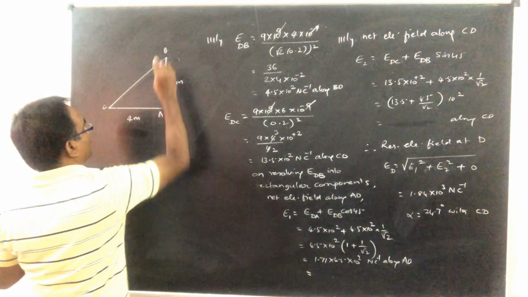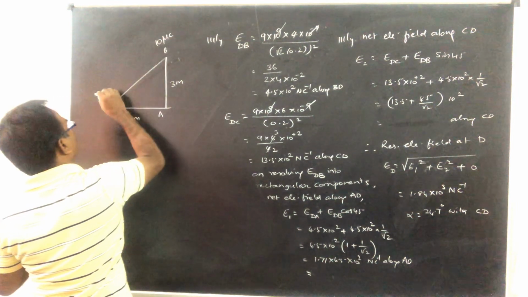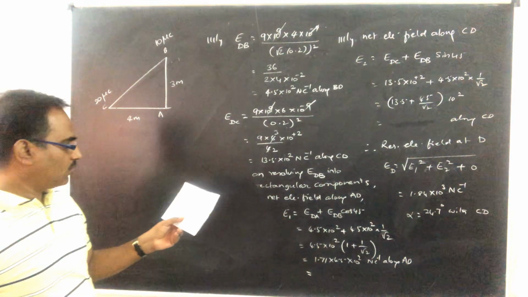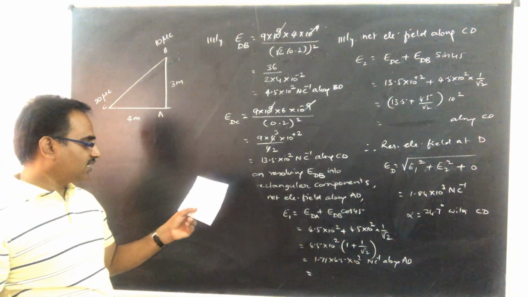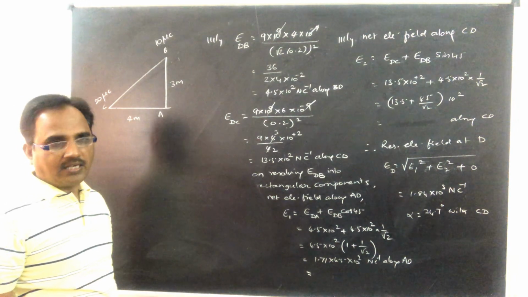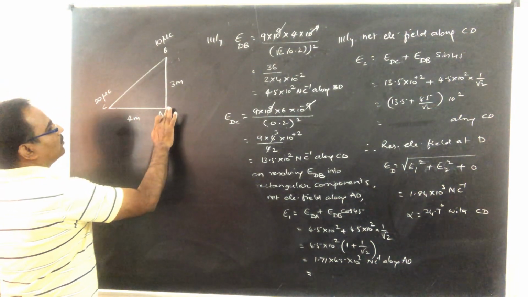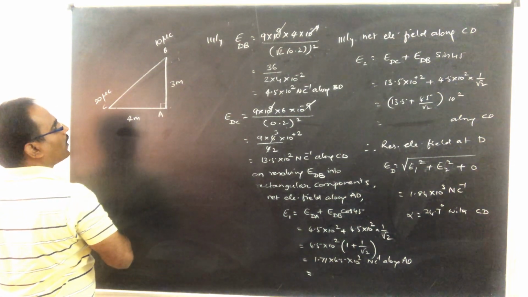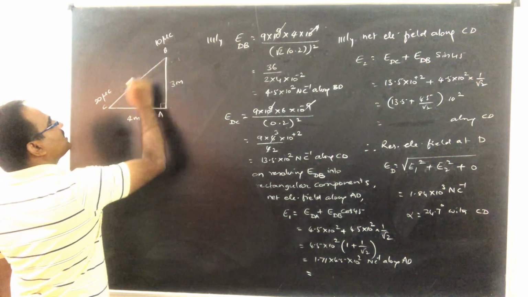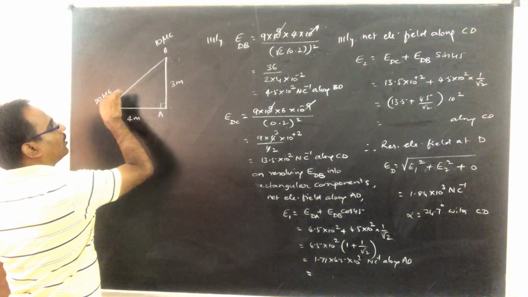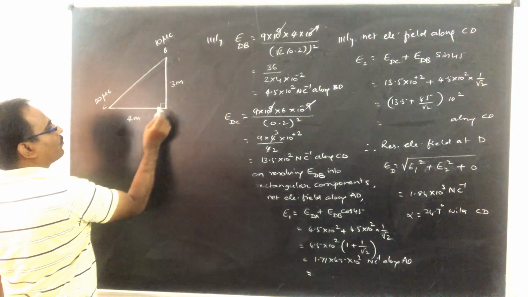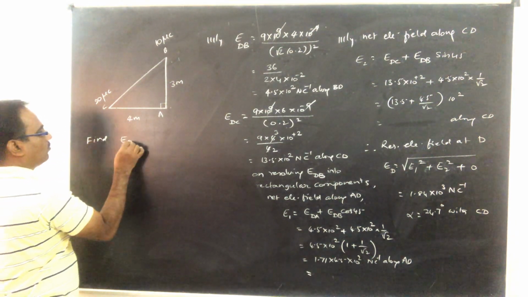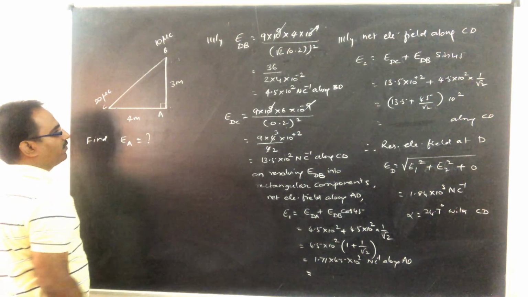This 10 microcoulomb is at B, this 20 microcoulomb is at C. Now the question is, calculate the resultant electric field at the corner A. See, this is a right angle triangle like this. At the hypotenuse BC there are two charges. This length is given, this length is given. You are asked to find the field at A. So this is the problem. Find the field at A.